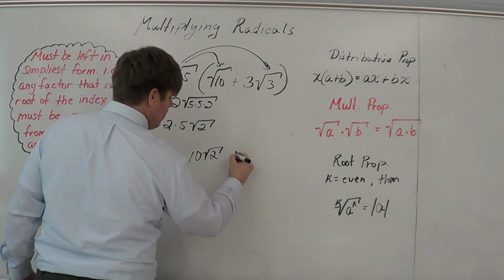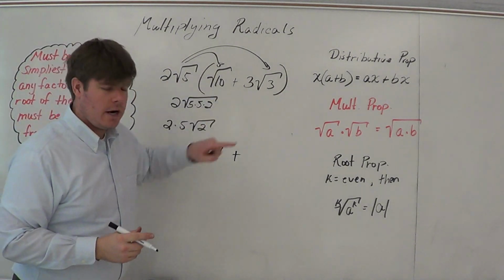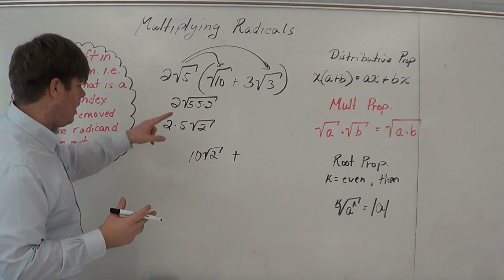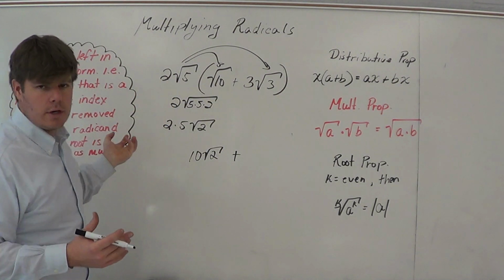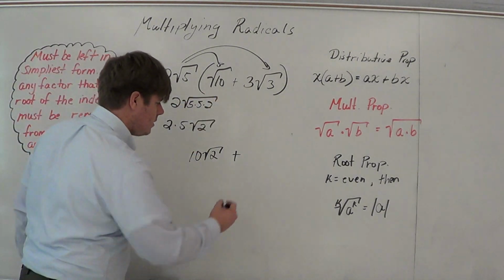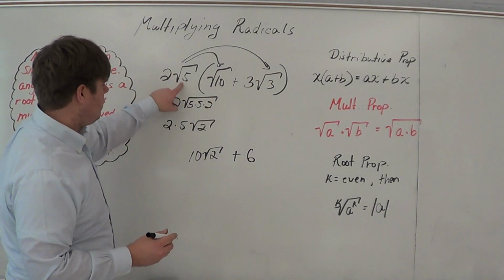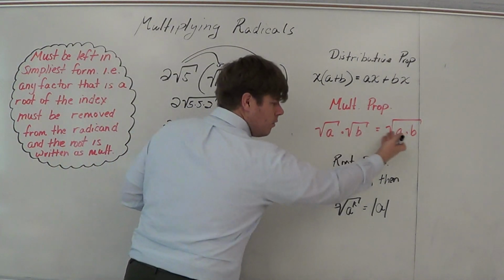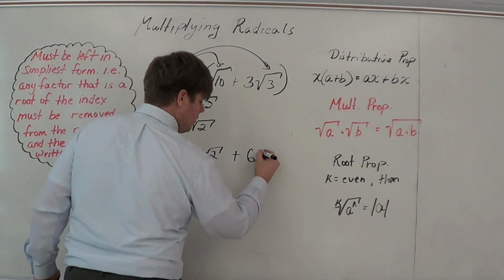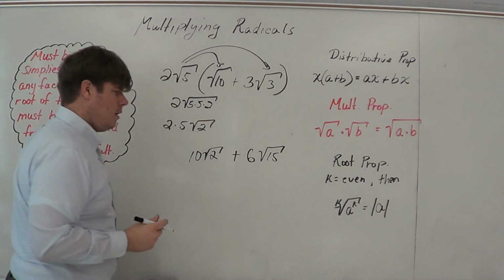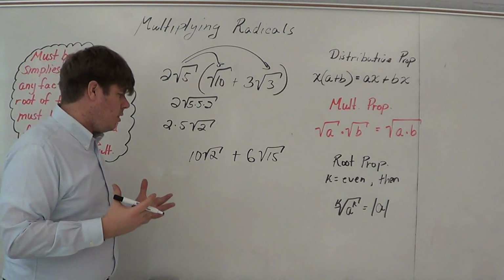So I get adding. 5 and 3 share no common factors, so I'm not worried about breaking it apart like the previous one. So now I'm just going to go ahead and do it. 2 times 3 is 6. And then root 5 times root 3, applying this multiplication property again, just gives me root 15. And now there's nothing more left that I can do.